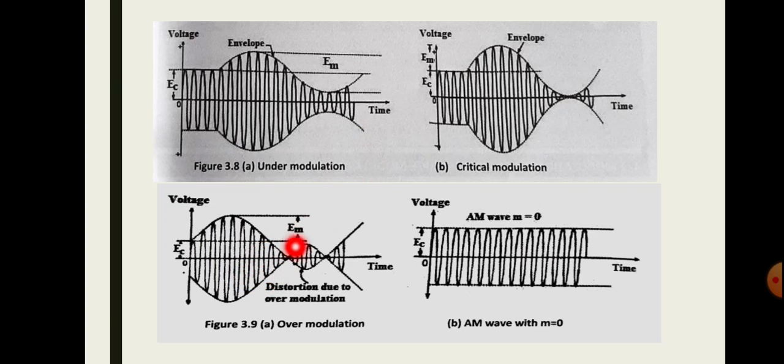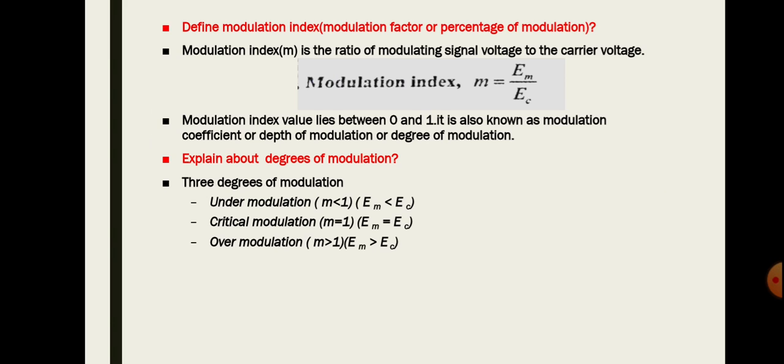So the AM envelope will be distorted. Actually, the AM envelope should be like this. It should follow the modulating signal. But here, when EM is greater than EC means that the envelope of the modulated signal will be collapsed. That means it will be very difficult for the detection of such type of AM wave. So these are the 3 degrees of modulation, and this classification is purely based on the modulation index values.